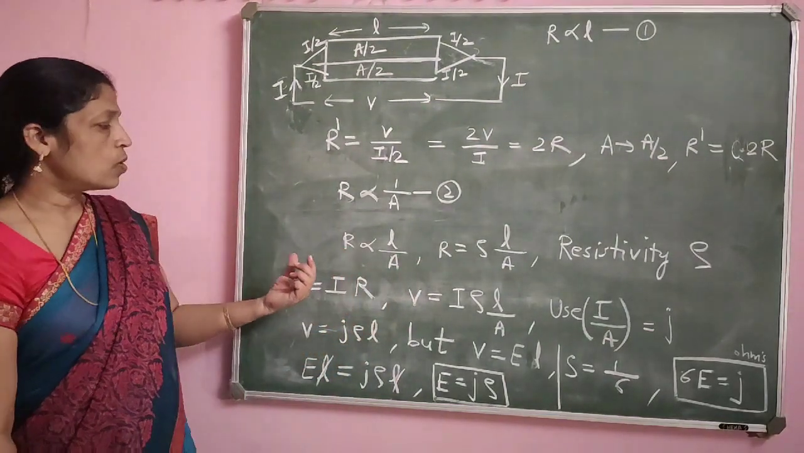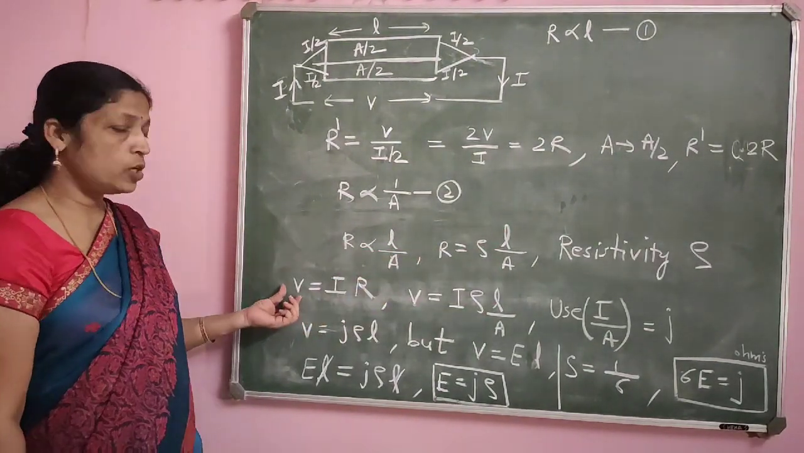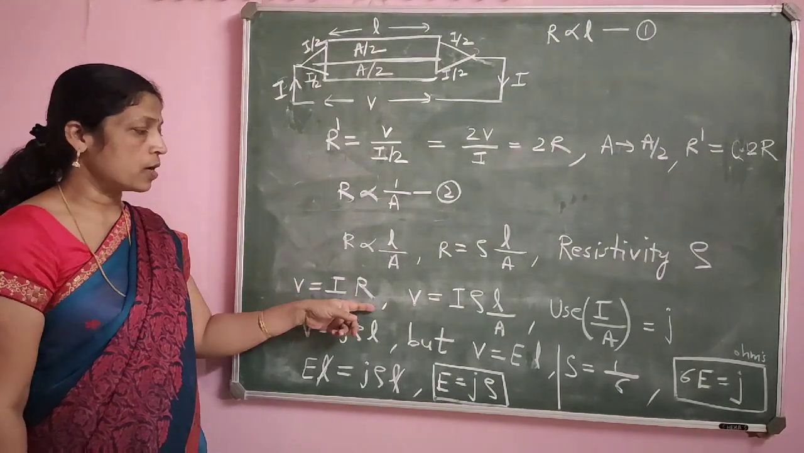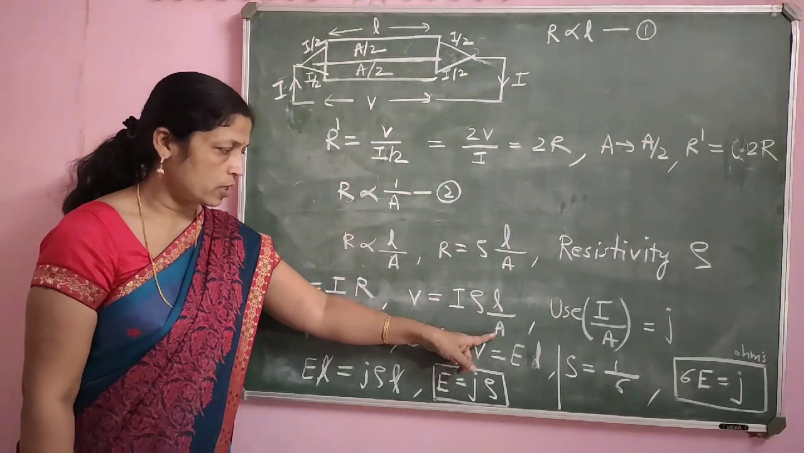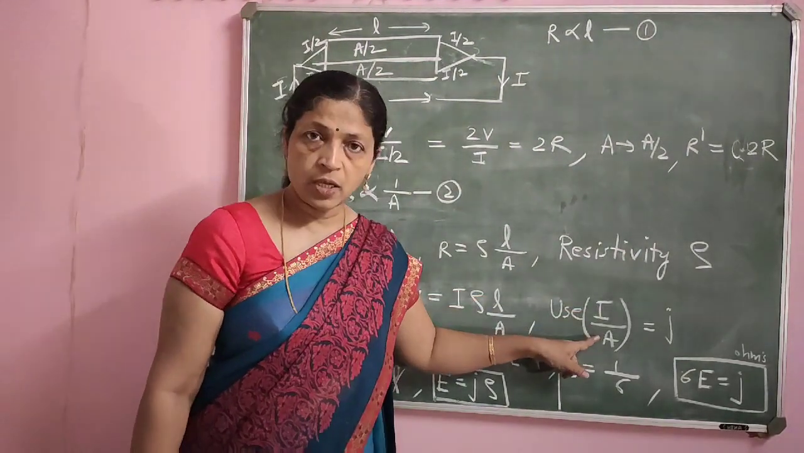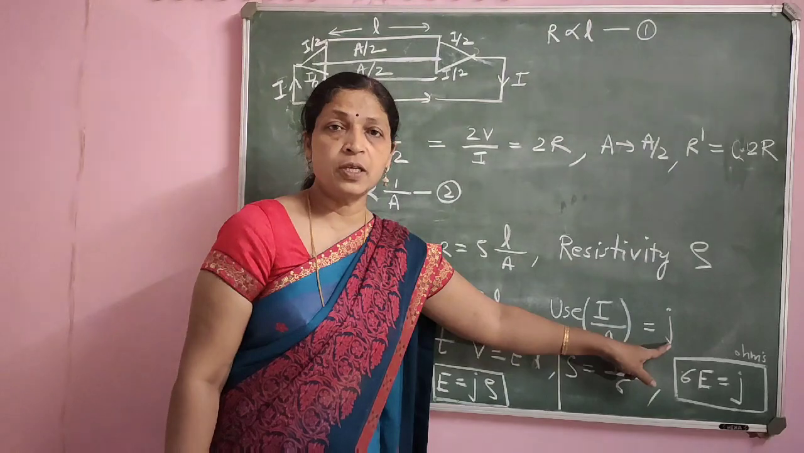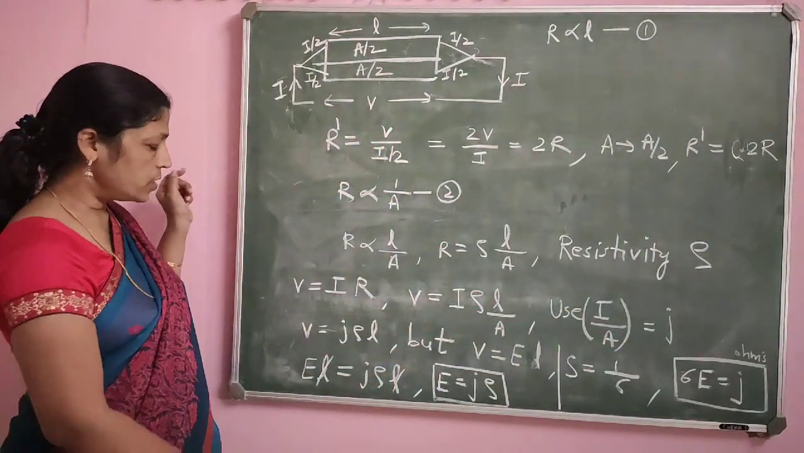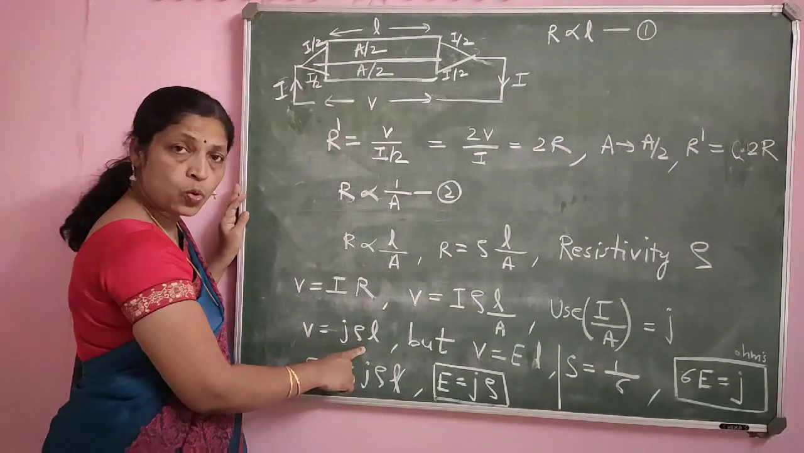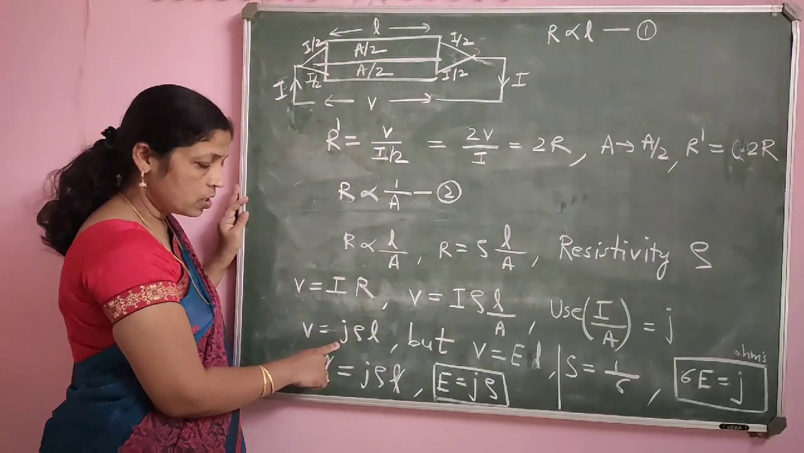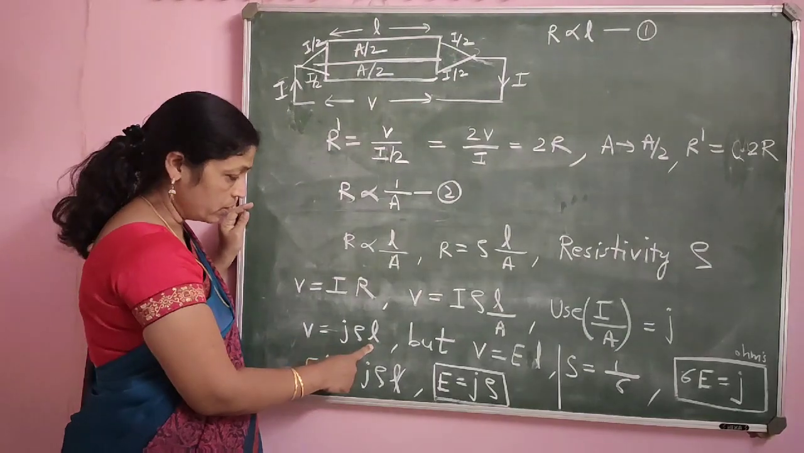Now, as we got the equation R equal to rho L upon A, let us use it in Ohm's law. V equal to IR, V equal to I rho L upon A. I upon A is nothing but current density J. Using this current density J, our equation will become V equal to J rho L. J is current density, rho is resistivity, L is length of the conductor.